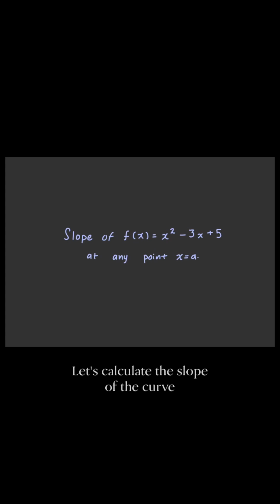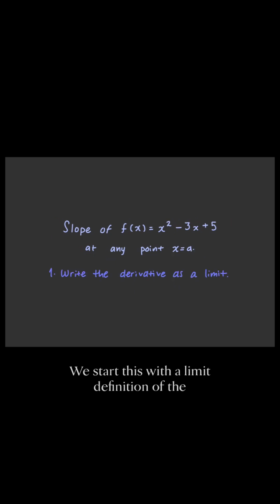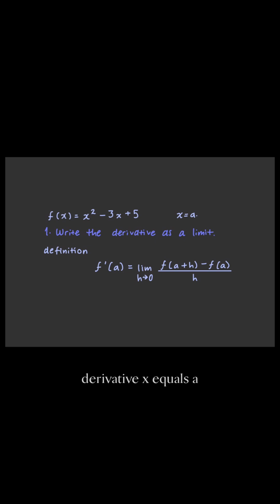Let's calculate the slope of the curve f(x) = x² − 3x + 5 at any point x = a. What we're looking for is the derivative, which will tell us the instantaneous rate of change. We start with the limit definition of the derivative at x = a.